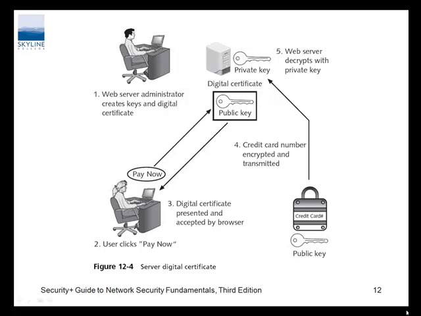How do we get the certificates from one location to the other? The credit card is encrypted and transmitted. So the digital certificate is presented and accepted by the browser because there was not anything wrong with it. The address was right. It was issued by a trusted third party, and it was valid. All of those sorts of things. It was the right kind of certificate. So we use the public key. We may use the public key to encrypt our credit card information and send it back to the web server. The web server would then decrypt it with the private key.